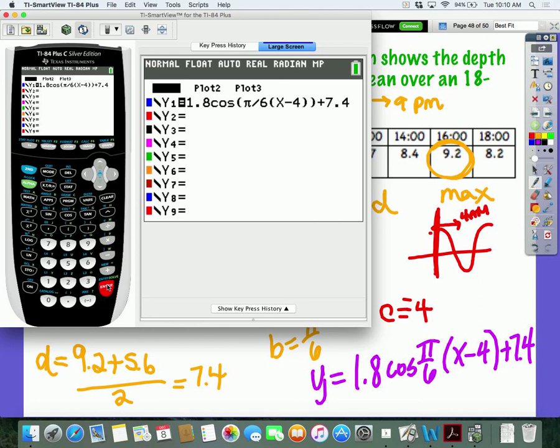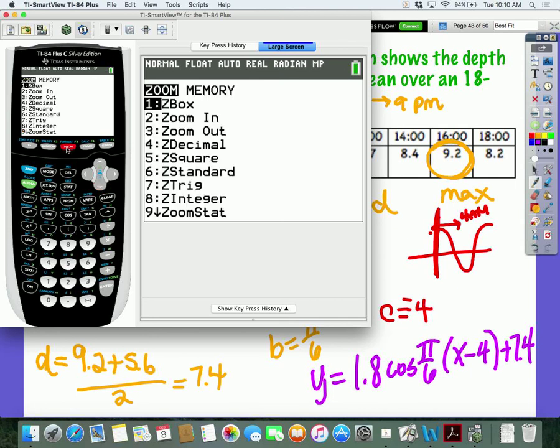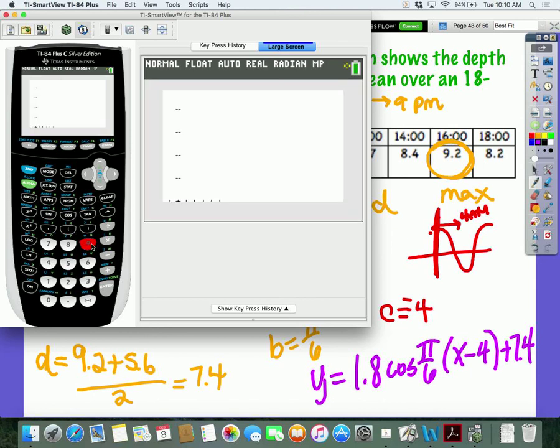So all you do is you go up to where it's flashing over plot 1, click enter, and make sure that it's turned on. Should look like this if it's turned on. Everyone good? Zoom 9 will show your data along with the curve that we came up with. That's that.